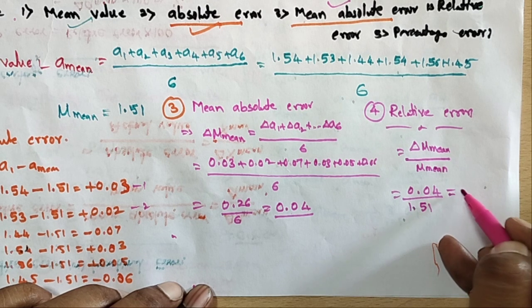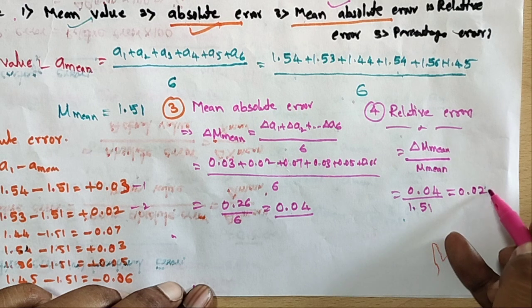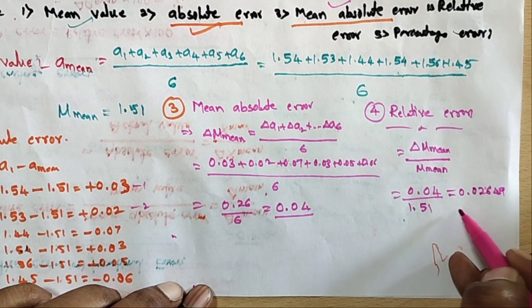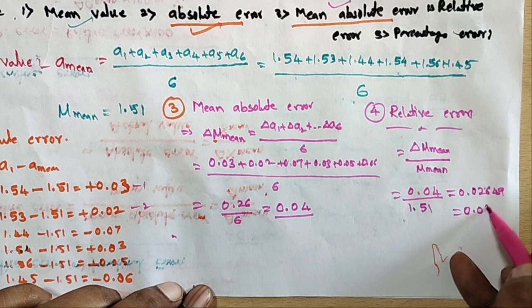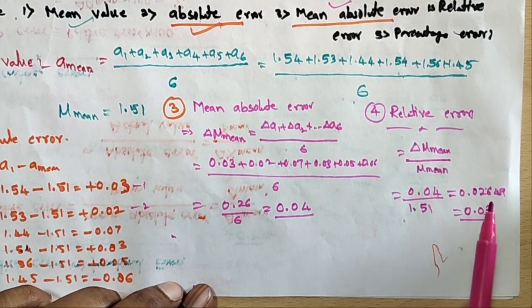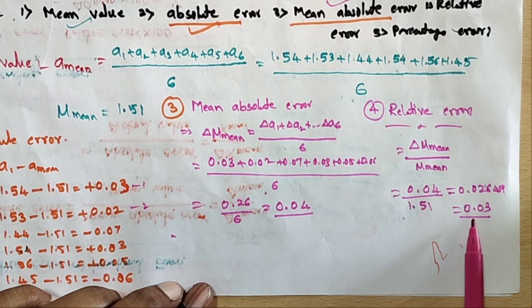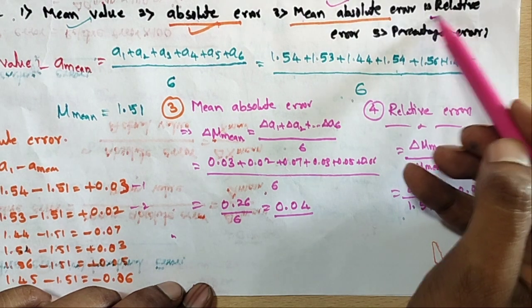So what is the value? 0.02649. I am taking 0.03 approximately. So this is the relative error value. So the fourth one is also completed.